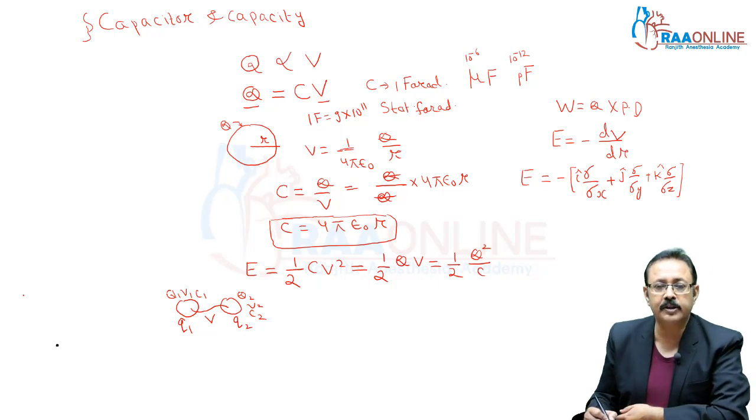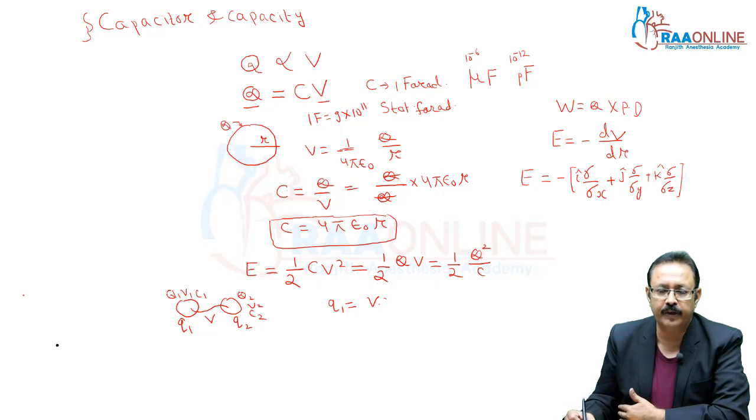What is the value of this common potential? We can calculate it. What is Q1? Capacity is constant, so before or after connecting, capacity should be the same. So Q1' is equal to V C1, and Q2' is equal to V C2. So what is Q1' by Q2'? We got Q1' by Q2' equal to C1 by C2.